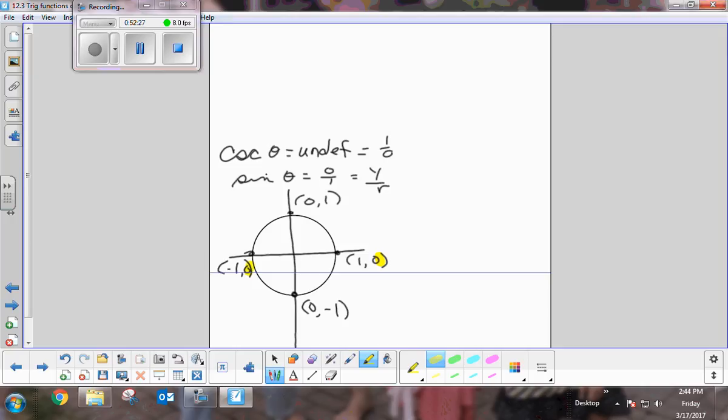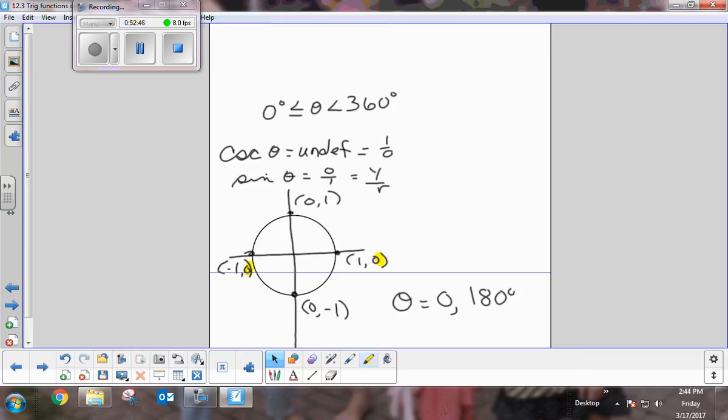So if this was 0 degrees is less than or equal to theta is less than 360 degrees, then the answers would be theta is 0 and 180 degrees. If it was less than or equal to 360, I would add 360 in there too.